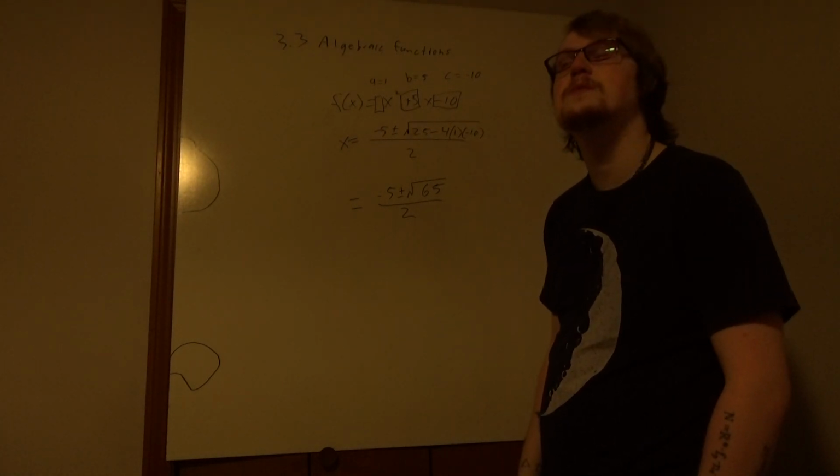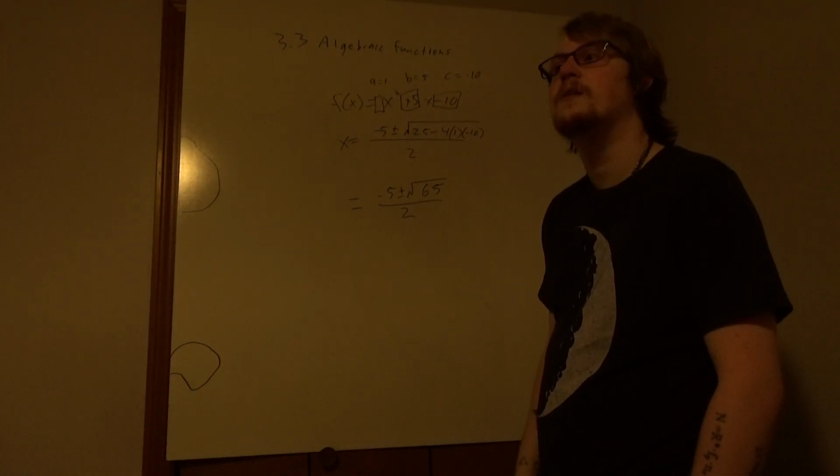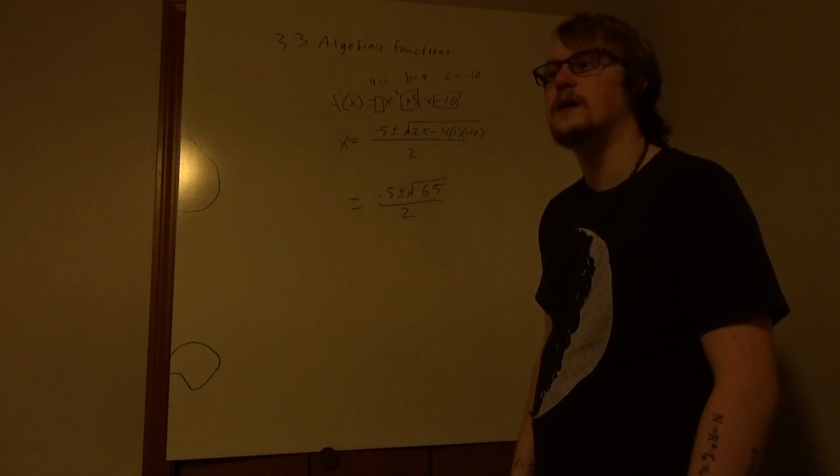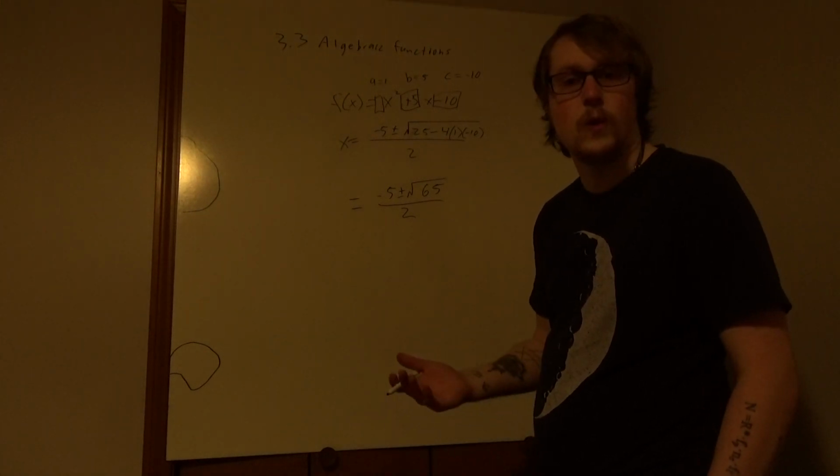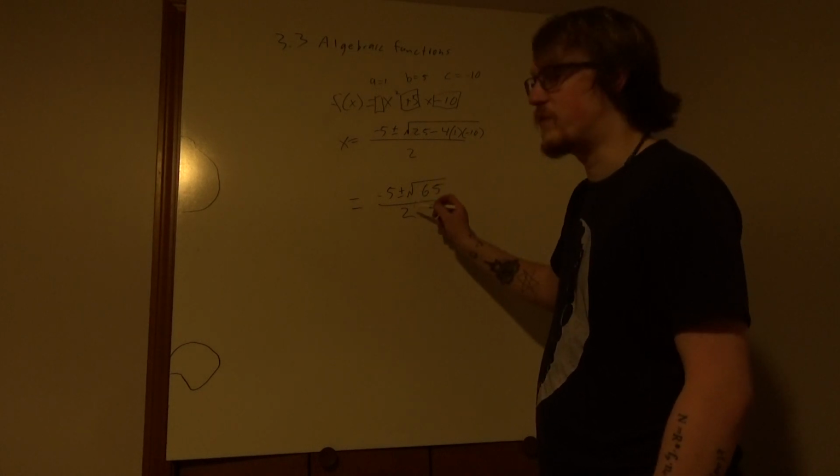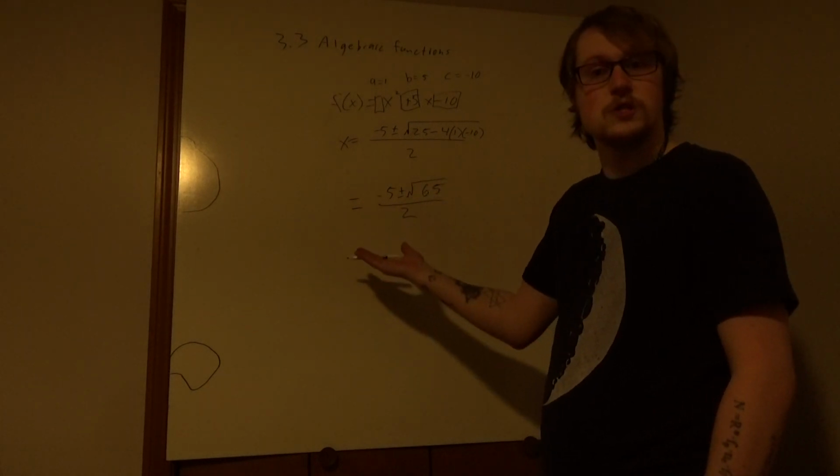And 65 is not, yeah, that's 5 times 13, so there's no squares in that, so there's no way to simplify this radical. So these are just the answers.